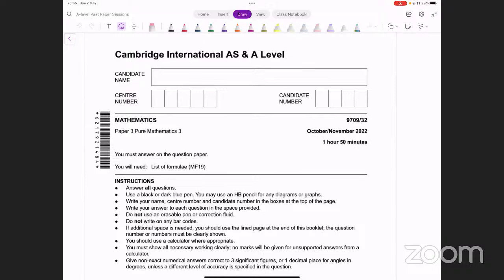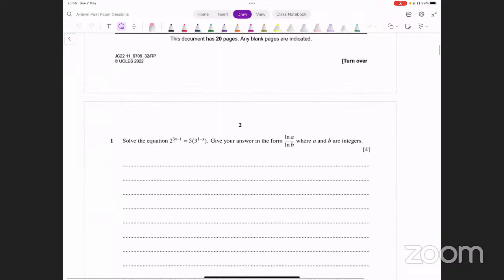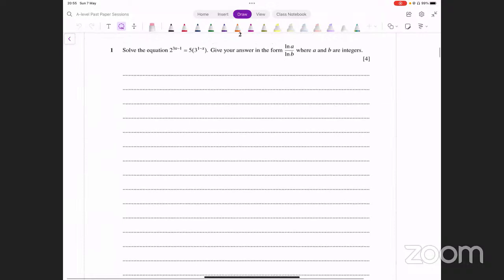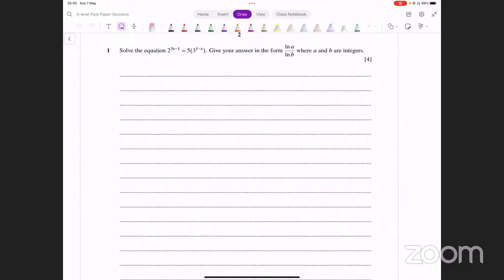Okay, so this is what we are going to be doing today. Paper 3, variant 2, October, November 2022. This is A-level maths, 9709. Let's begin with this then. Question number 1. It says, solve this equation: 2 raised to power 3x minus 1 equals 5 into 3 raised to power 1 minus x. We have to give an answer in the form ln a over ln b, where a and b are integers.